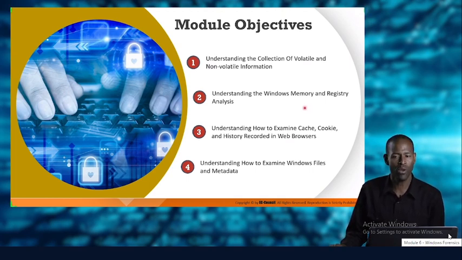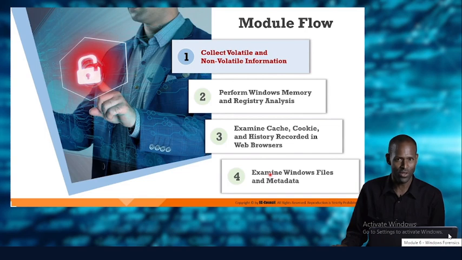Then we're going to move into memory registry. We're going to examine cache. We're going to examine cookies and history in browsers. And we are going to examine Windows files and metadata. Let's start with collecting volatile and non-volatile information.